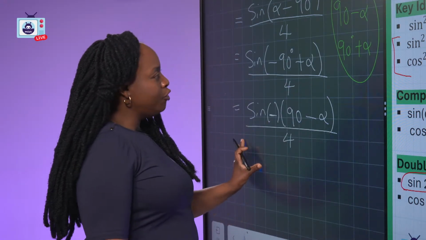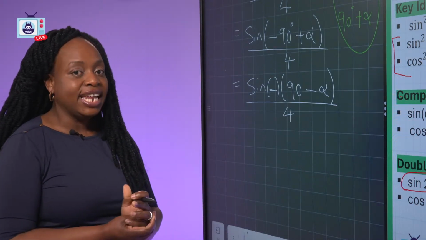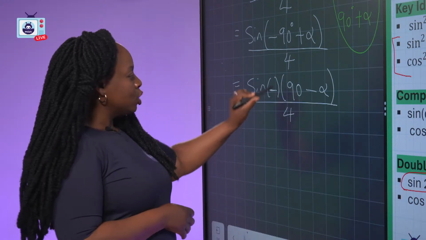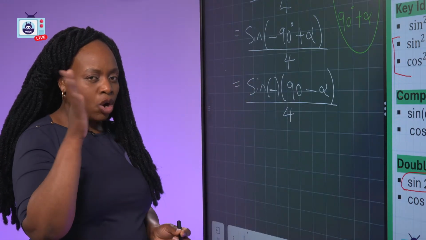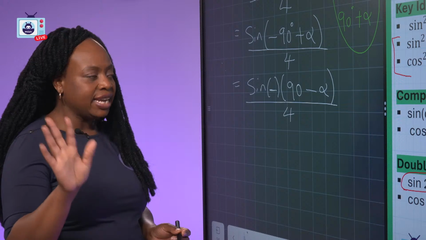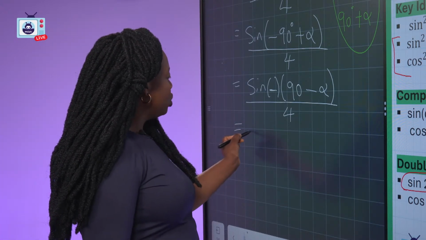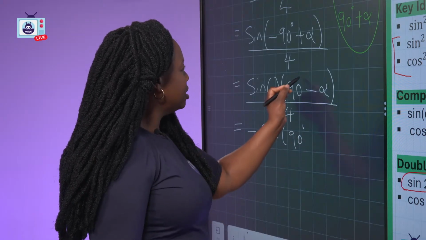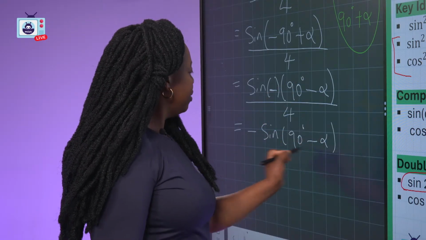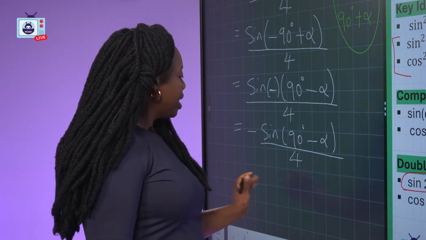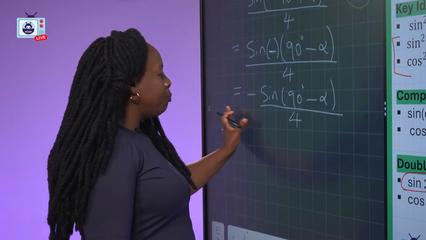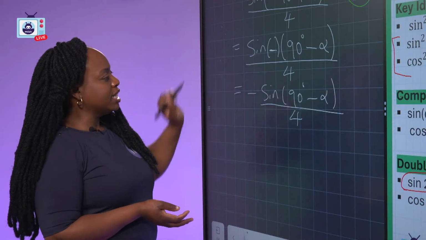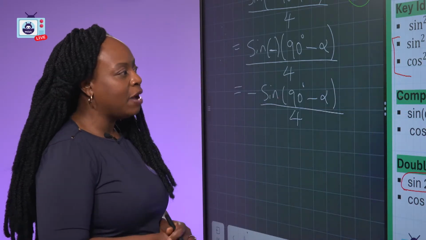But if you recall very well, in grade 11, or earlier this year as well, we did learn about a negative angle. For a negative angle, only cos is positive. Sine and tan are going to be negative. So that's why we're going to have a negative, then sine of 90 degrees minus alpha divided by 4, right? Then we go back to our Cartesian plane and we check, is sine positive where 90 minus alpha is? Yes or no?